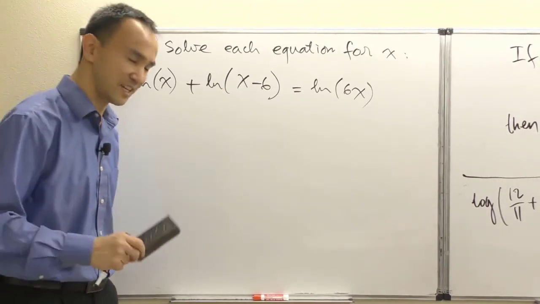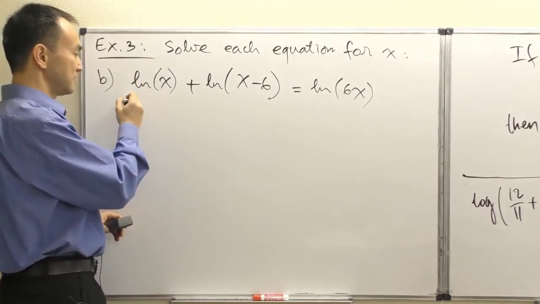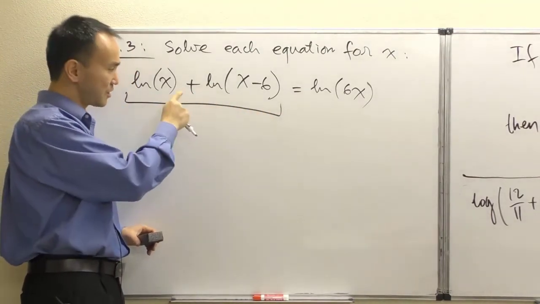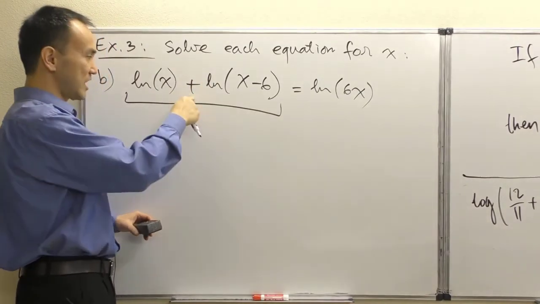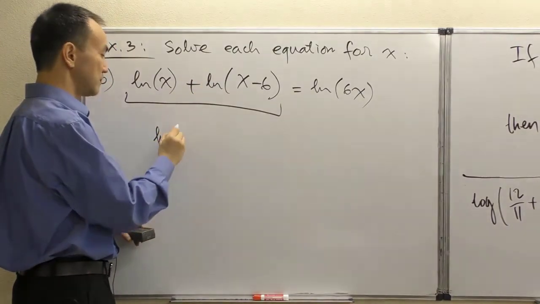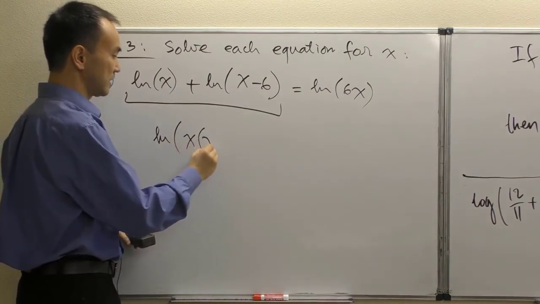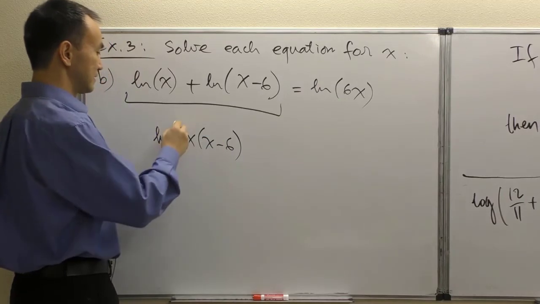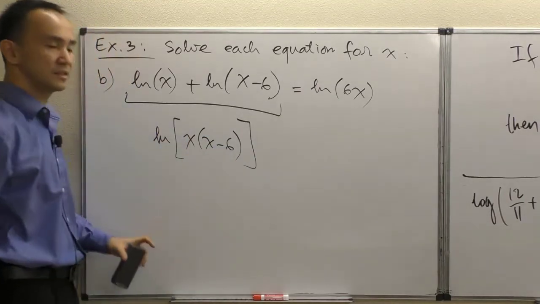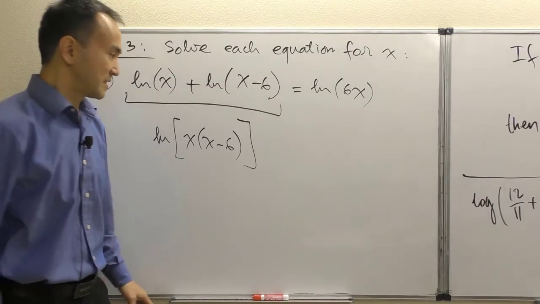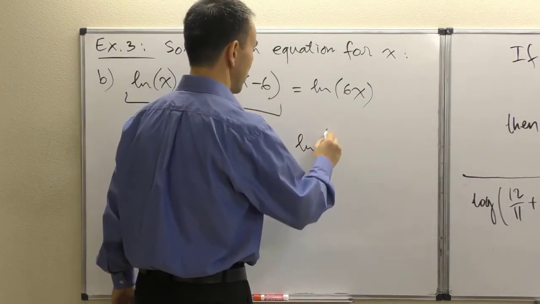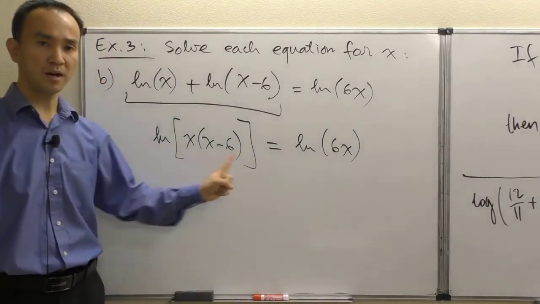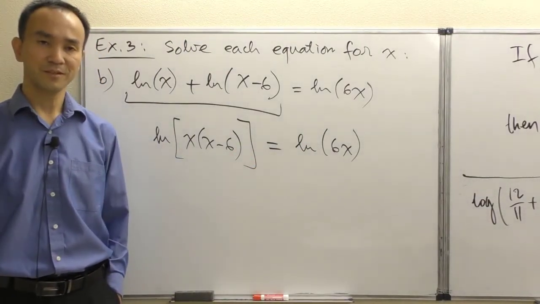Okay, let's get to it. So now I see left hand side here, there are two terms, but they are terms, so we can add them. So the sum here can be turned into a logarithm of x times x minus 6. The logarithm, a natural log of a product right there. Log base e of x times x minus 6, and that now equals a natural log of 6x. Now we have achieved what we wanted.